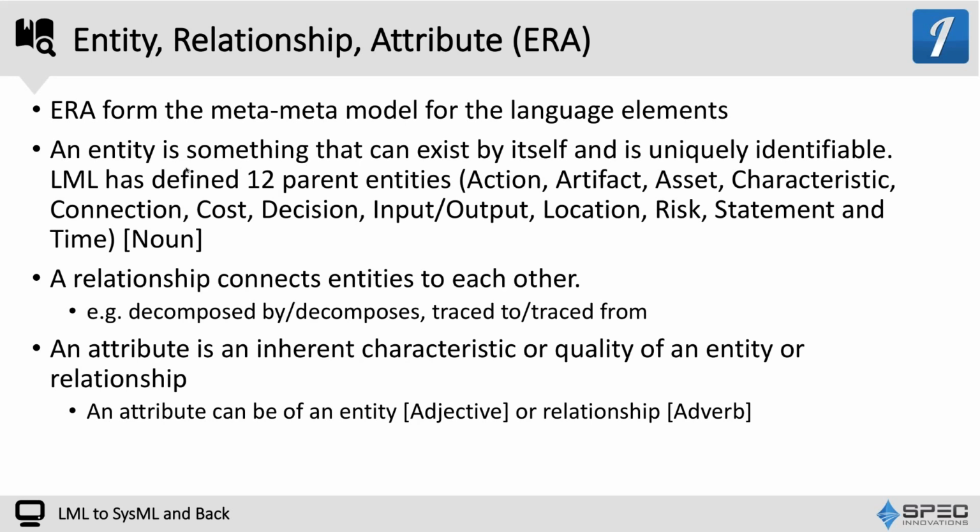So that's basically the entity relationship attribute, which is considered the meta model. That's a little bit of a fancy name for it, but basically the underlying structure for the language elements. And I'll make it clear why that's obvious here in a minute, so you can relate it to English language. So an entity is something that can exist by itself and is uniquely identifiable. LML has defined 12 parent entities. There's the list. As you can see, there are technical and programmatic kinds of pieces of information in here. It's not just a technical problem.